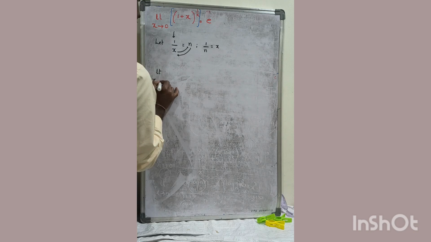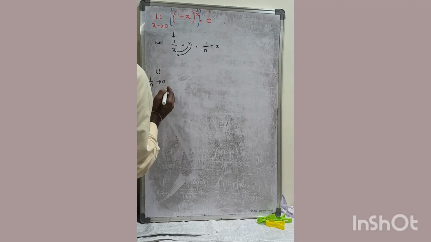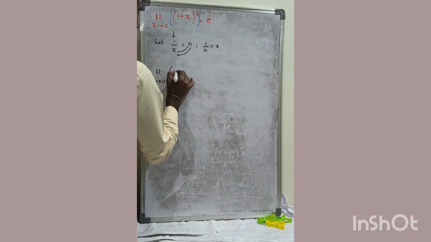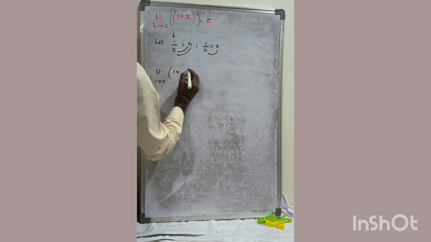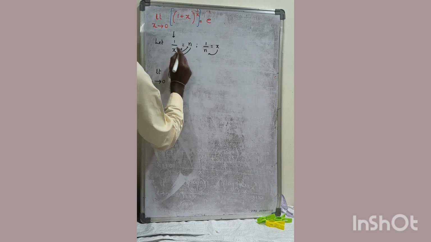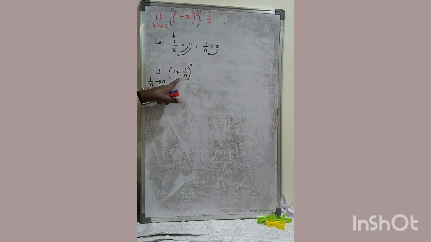The limit as x tends to 0. We can also write x as 1 by n, because the x value is 1 by n, right? So 1 by n is tending towards 0. In place of x we can write 1 by n, so 1 plus 1 by n, whole power, and in place of 1 by x we can write n. This is actually a very interesting thing. First I will take the calculator and calculate it, because we need to find the value of it.